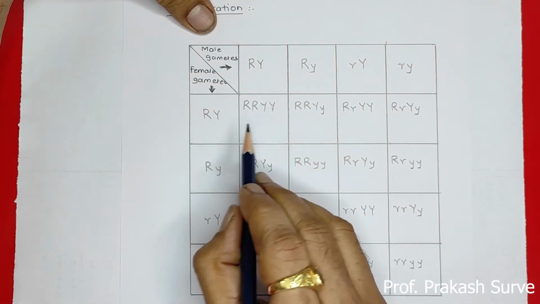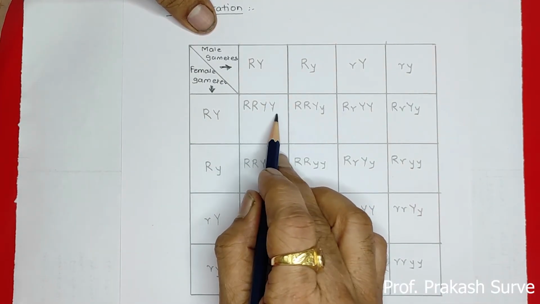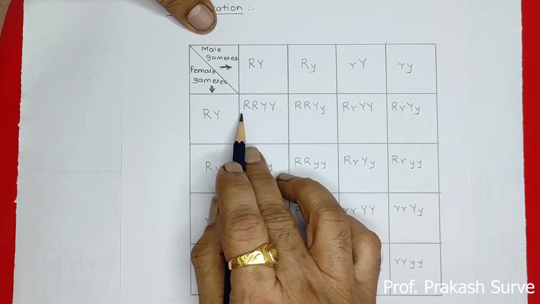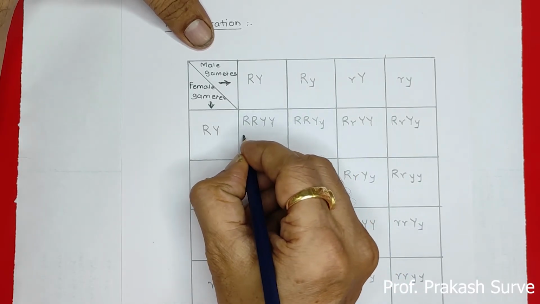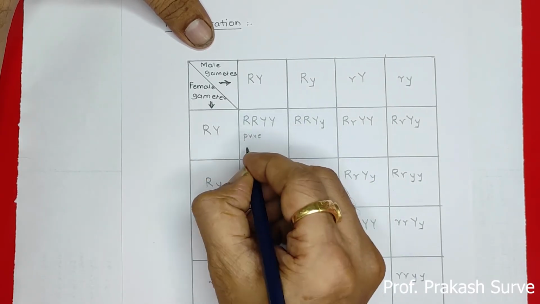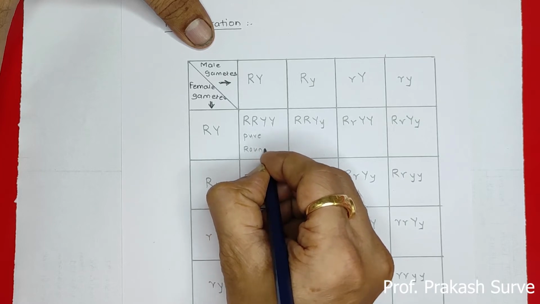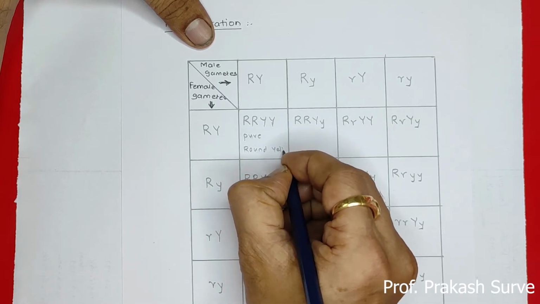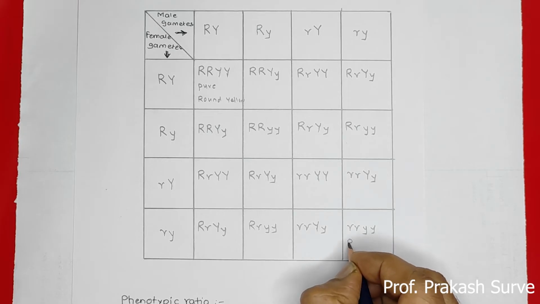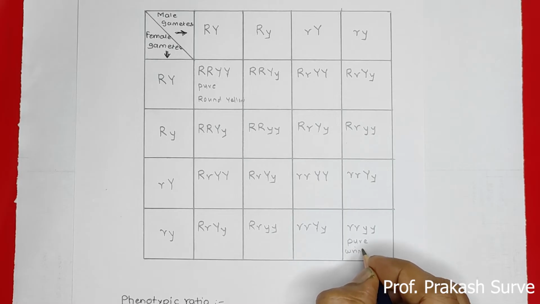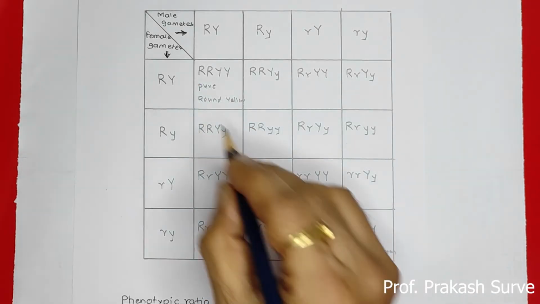Now we'll mention here both letters are capital. So it is what? It is a pure one. So pure round yellow. Here this is a pure one, both small r there and small y. So it is a pure wrinkle green. Okay, so both corners only we will get here.